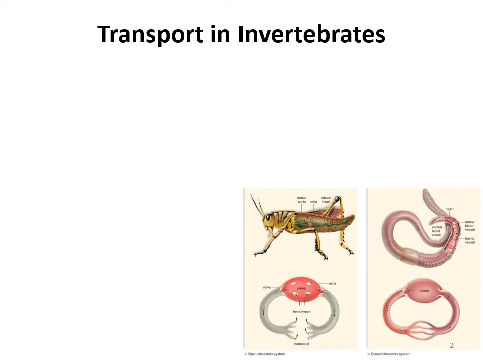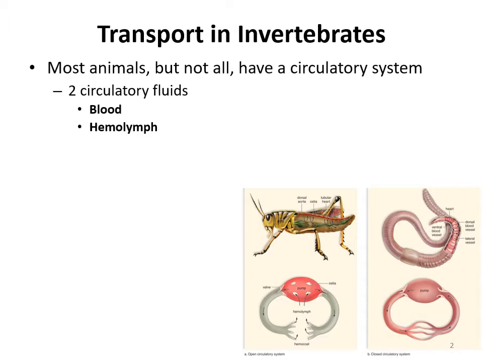Now, the first thing we want to talk about, before we get to us and how our system works, is that most animals have a circulatory system, but not all of them will. And when you have a circulatory system, the two types of fluids that you'll find are blood, which is in blood vessels, and then you have hemolymph, which is a mixture of blood but also with tissue fluid.